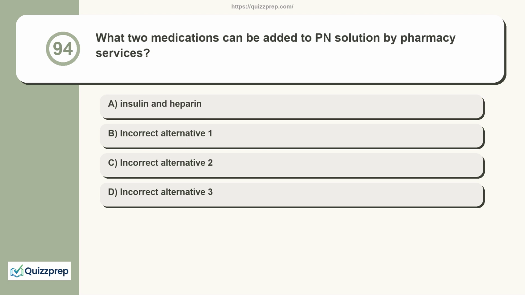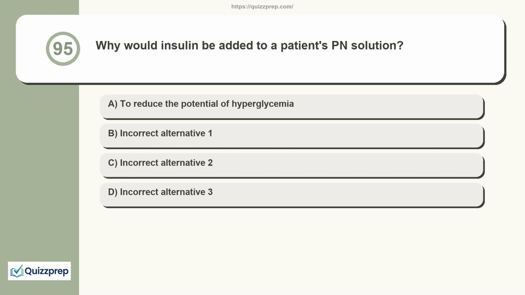Question 94. What two medications can be added to PN solution by pharmacy services? Insulin and heparin. Question 95. Why would insulin be added to a patient's PN solution? To reduce the potential of hyperglycemia.